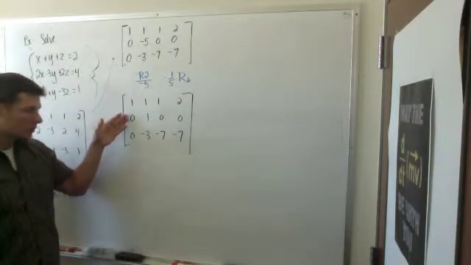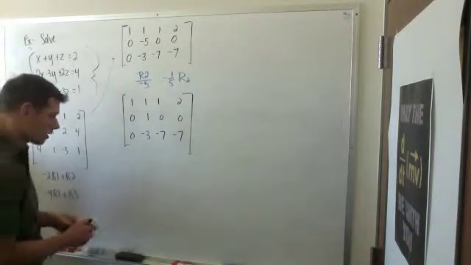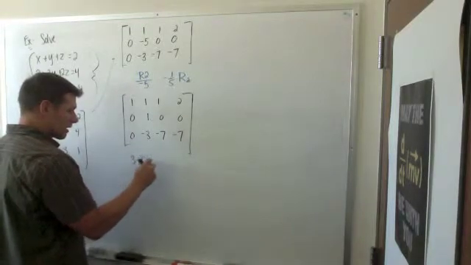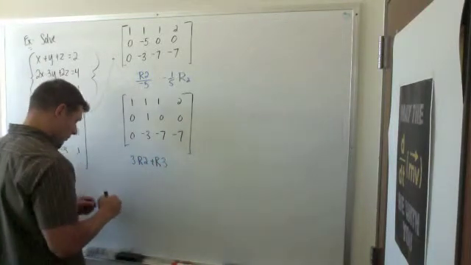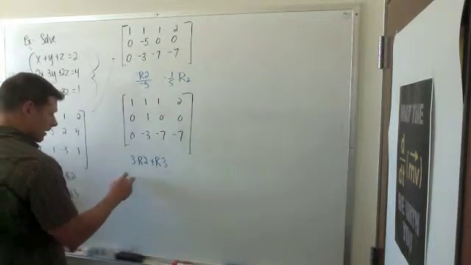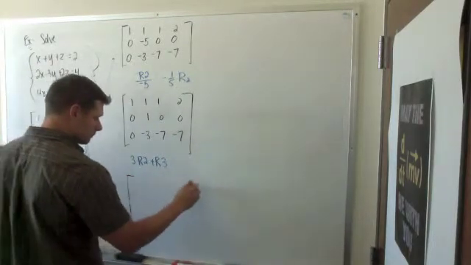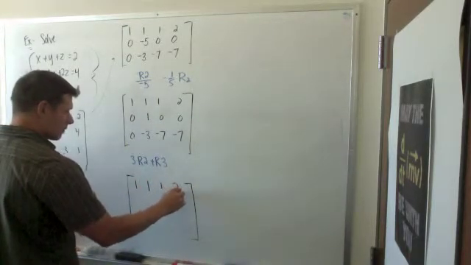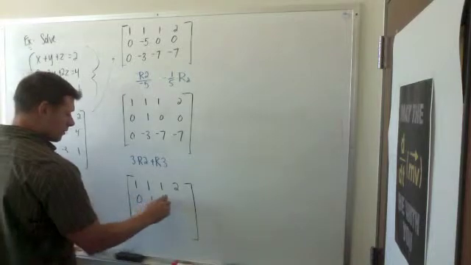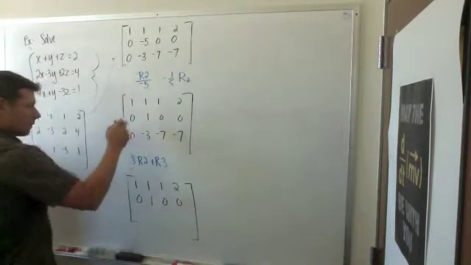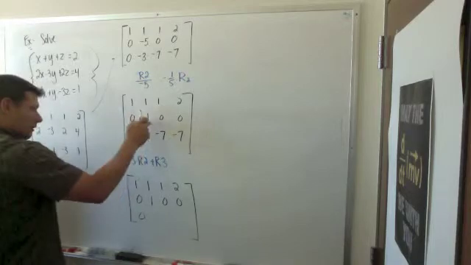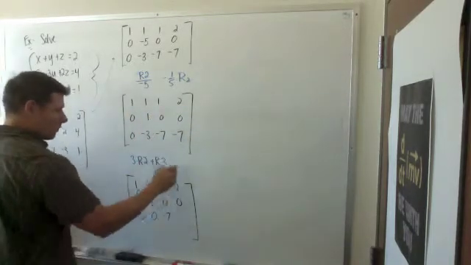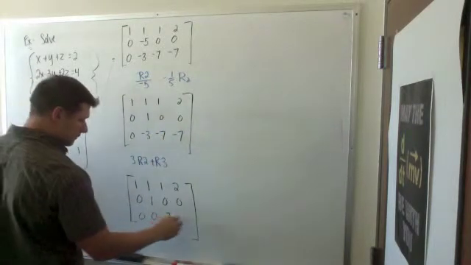So I will multiply row 2 times 3, now it's row 3. So row 2, 3 times that, plus row 3. If I do that, I will get, keep my top row the same, second row the same, multiply by 3 out of this, get 0. Multiply by 3 out of this, get 0. Multiply by 3, get 0, add to this, -7. Multiply by 3, add to this, get -7.